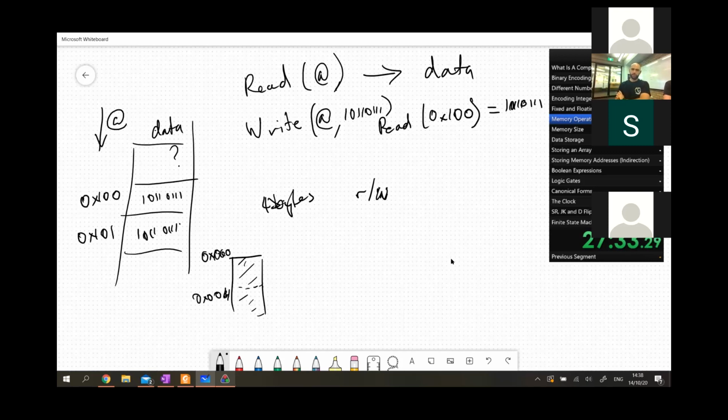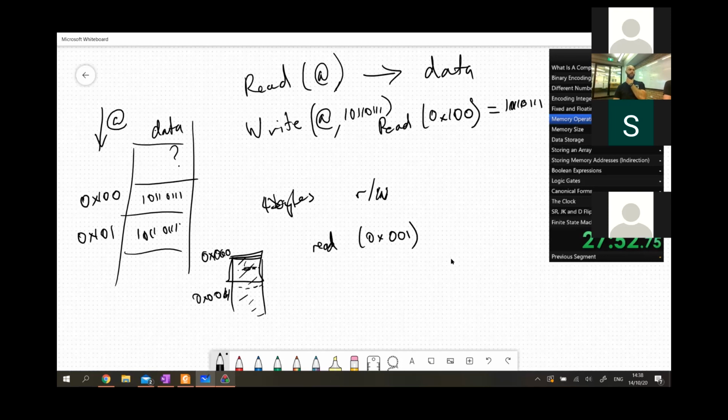So if you said read 0x001, well, 001 exists within this predefined 4 byte block. So it's going to read this 4 byte block. All right.